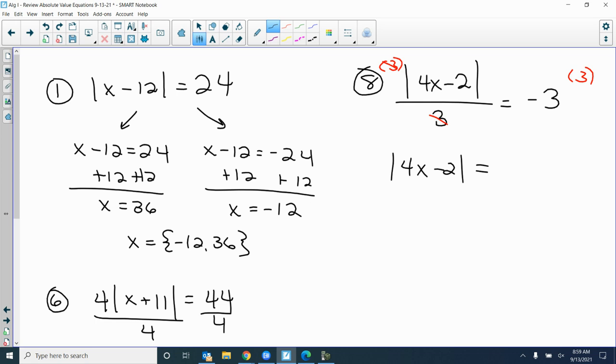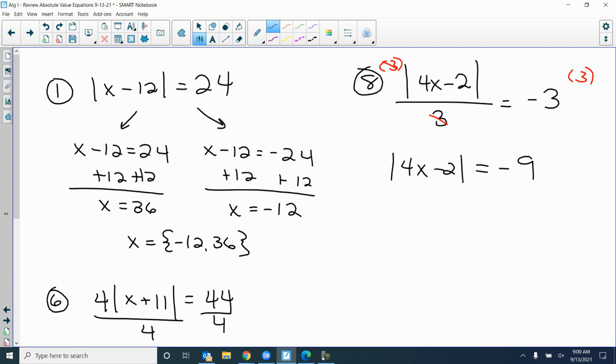Negative 9. Everybody stop once you got that written. Do not go any further. You should not have to do any more work. Do not split it apart into 2. Anybody tell me why not? Because it's a negative.